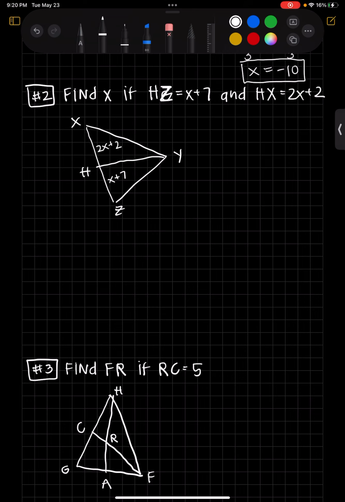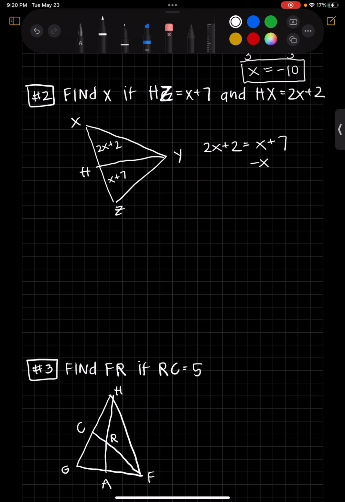So this is using the median theorem, and the median theorem says that the median cuts the line in half, which means that these two sides are equal to each other. So I can write this equation that says 2x plus 2 is equal to x plus 7. And now I just solve it for x.